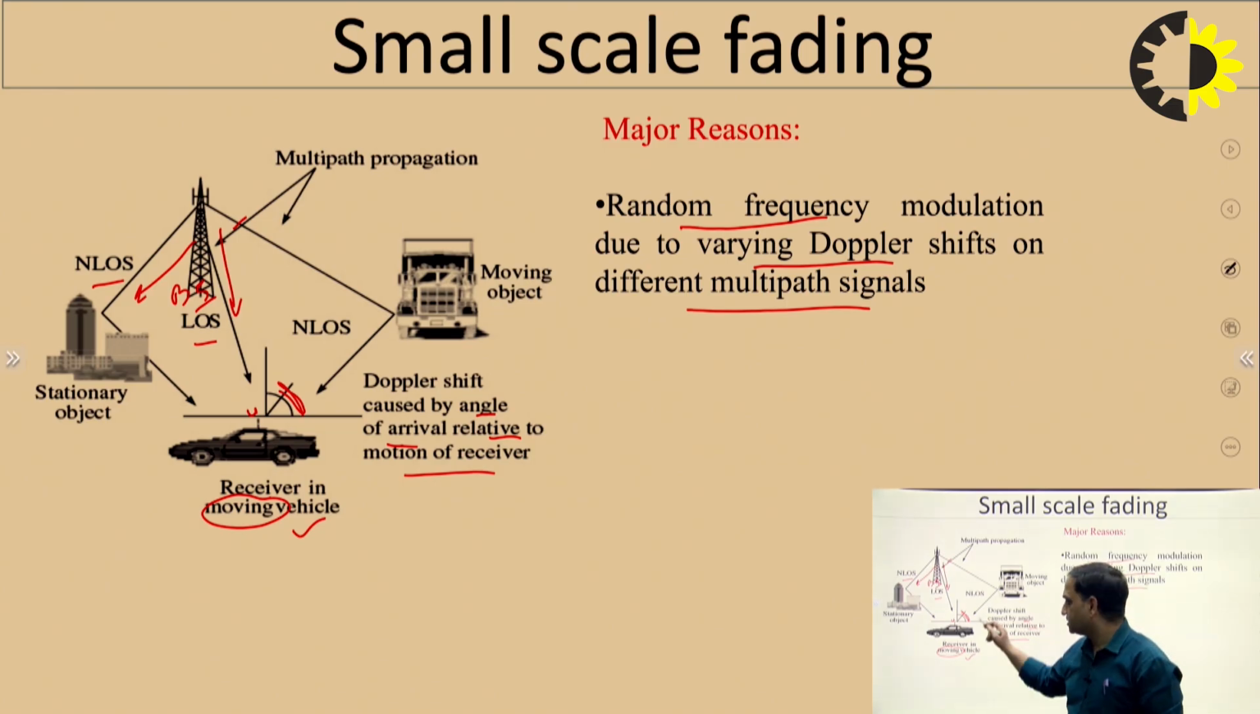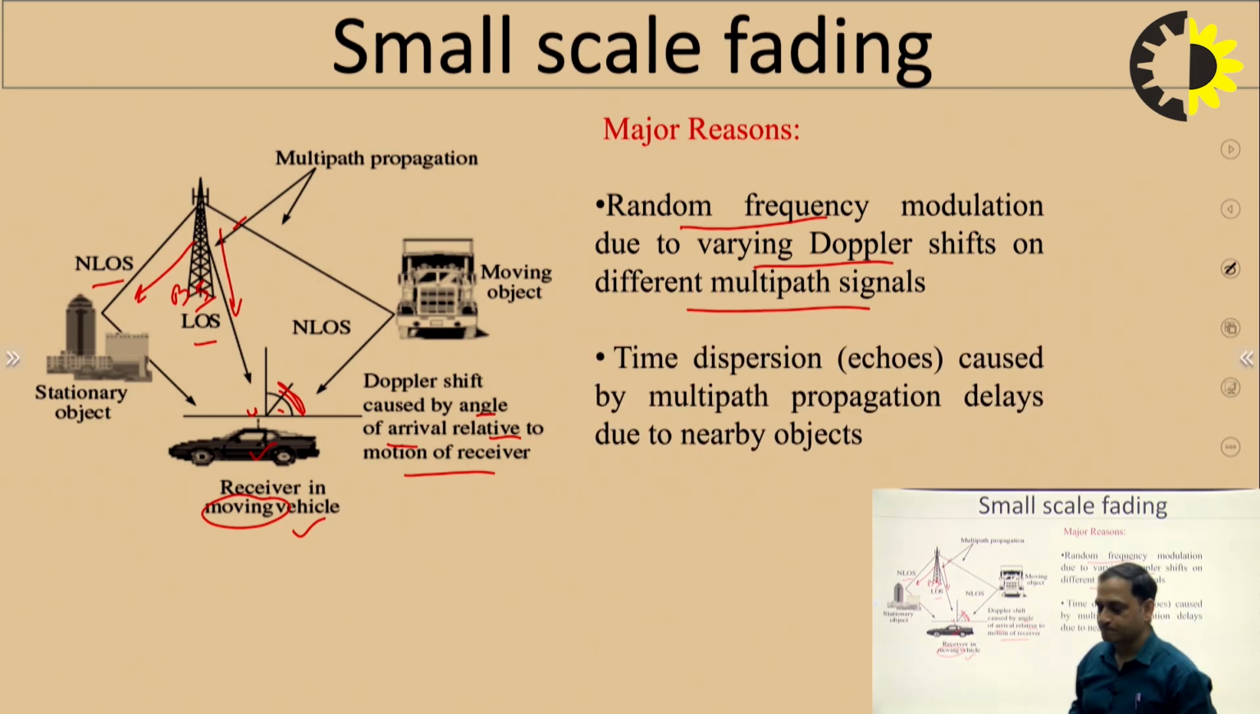So this Doppler shift is caused by the angle of arrival relative to the motion of the receiver. Because the signal is following different multipath routes, this multipath will occur due to the different obstacles. In that way, the multipath signals will be received at the receiver at different angles of arrival. So this is again one of the major factors for small scale fading.